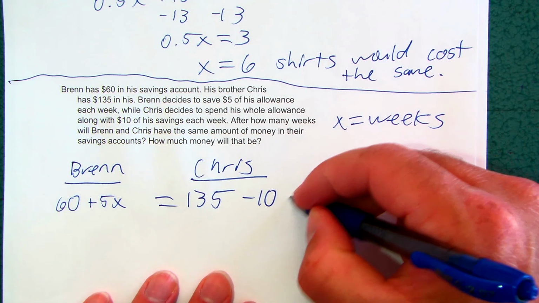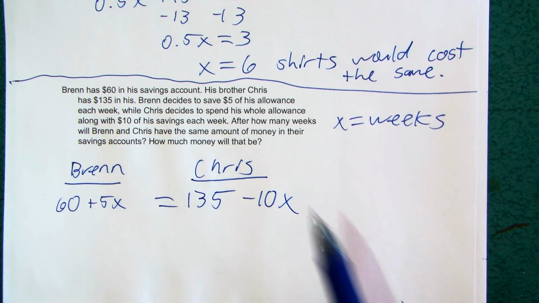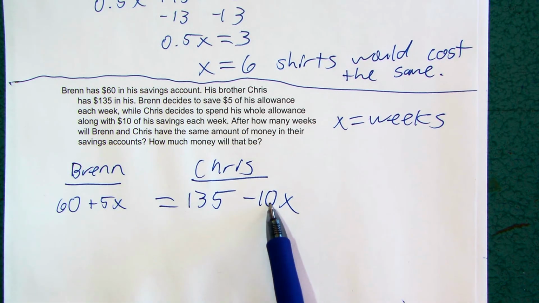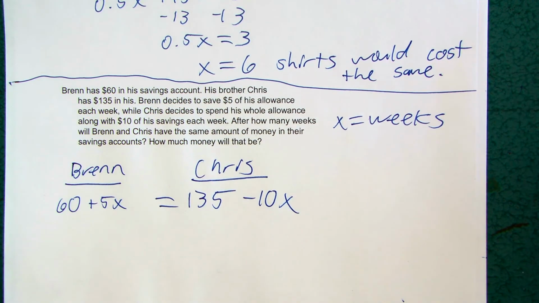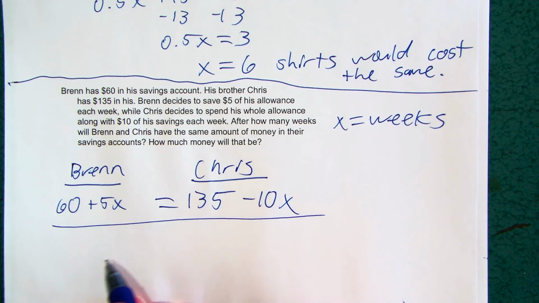We just care about the savings. We don't really care about the allowance. We just know what they're doing to their savings account. Brent's going to add $5 each week to his savings. Chris is going to use $10 of his savings each week. So we're going to solve this equation. We just rewrite it.